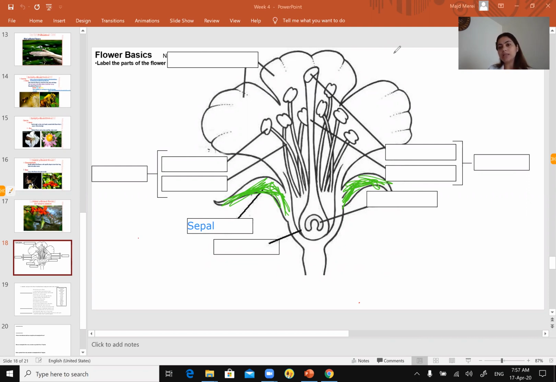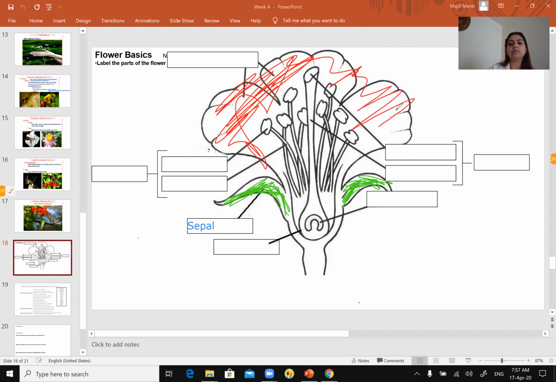Okay, what about the second part? The second part is the colorful, the attractive part for pollinators, which is petals. Let's use this red color to color the petals, and then to label it. These are the petals. The second part.